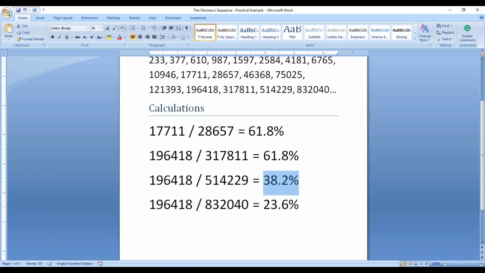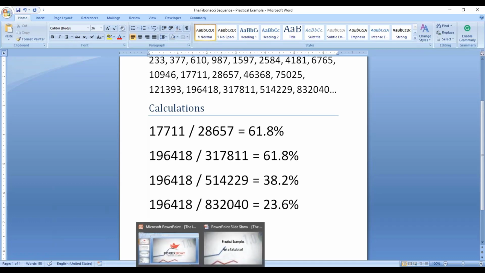And then it will give you 38.2 when you divide the number from the sequence by the one that stays 2 positions to the right. And it will always give you 23.6% when you divide a random number from the sequence by the one that stays 3 positions to the right. And this is how the extraction of the Fibonacci ratios works.